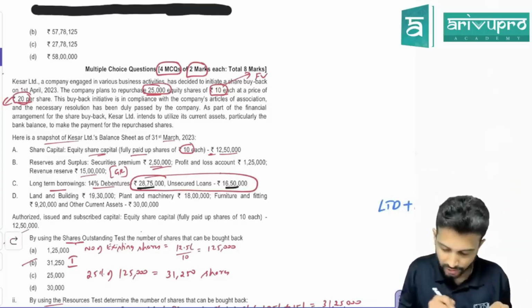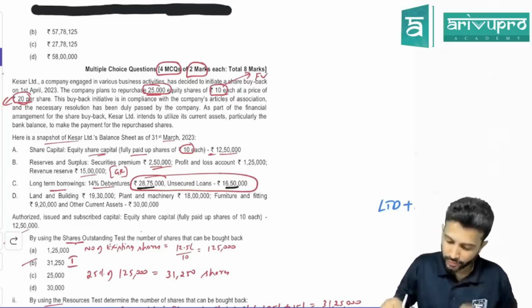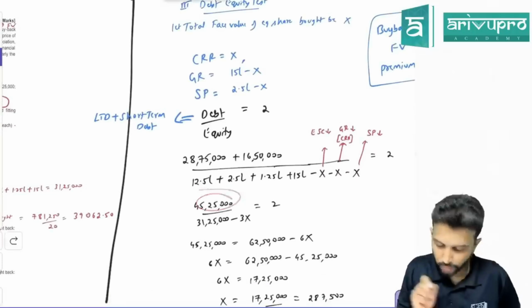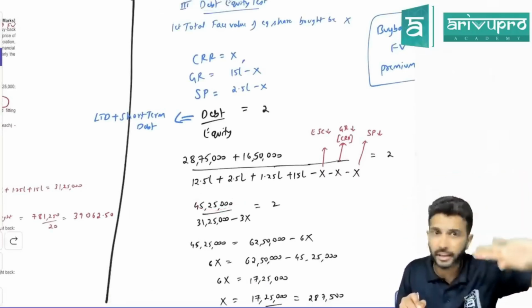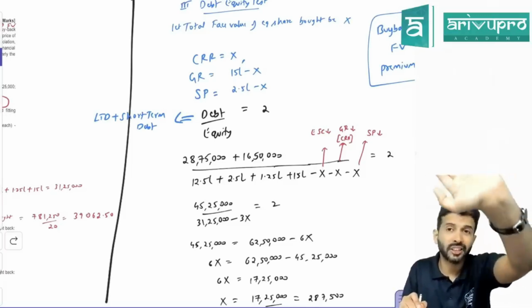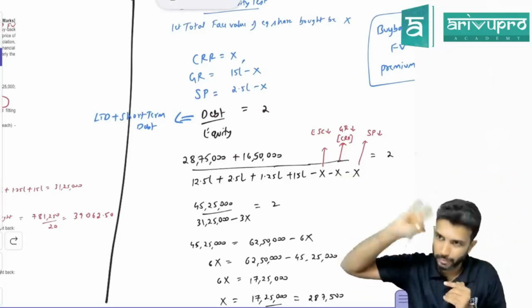So add these two. How much are you getting? 45,25,000. That is your numerator, debt divided by equity. Sir, is this debt by equity before buyback or after buyback? After buyback. Keep that in mind.